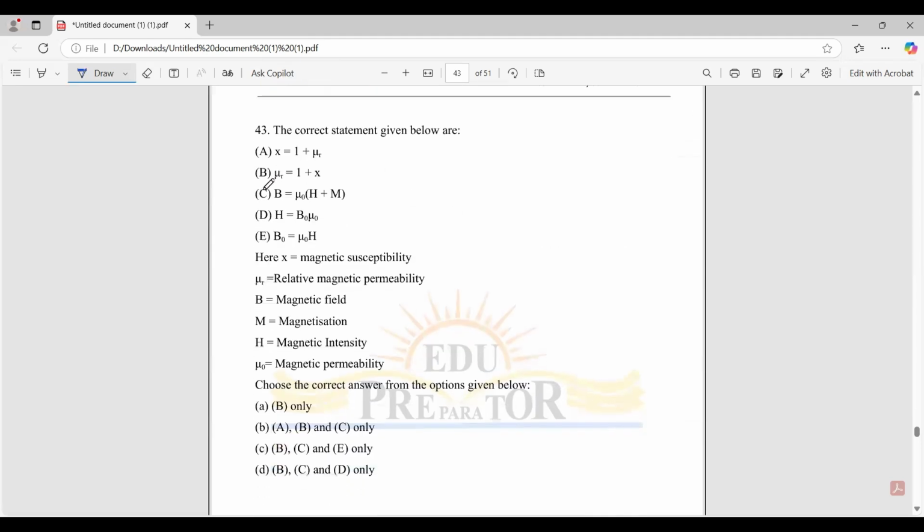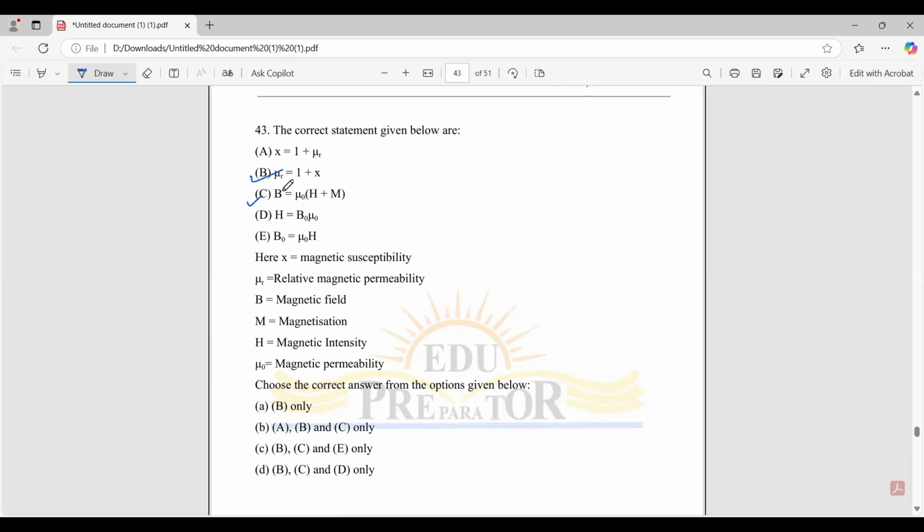Now again, this question number 43 is based on the relations of chapter 5, moving charge, magnetism and matter. So we know the fifth option is in the 43rd part. Relative permeability is 1 plus chi m, so option B is the one which is correct. Then we have the more important relation which goes with the same relations, so C: B is equal to mu naught times H plus M. That also makes the answer correct.